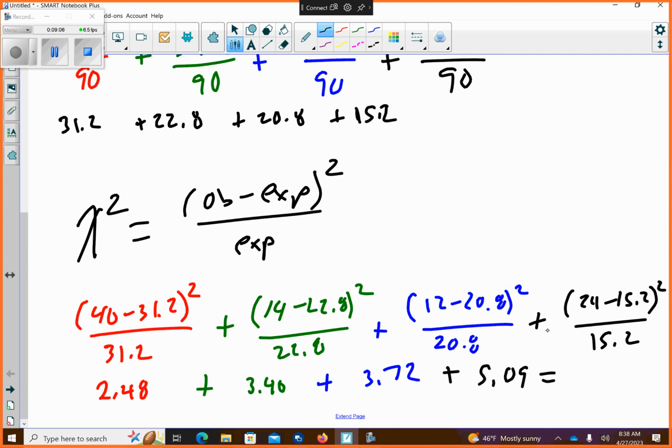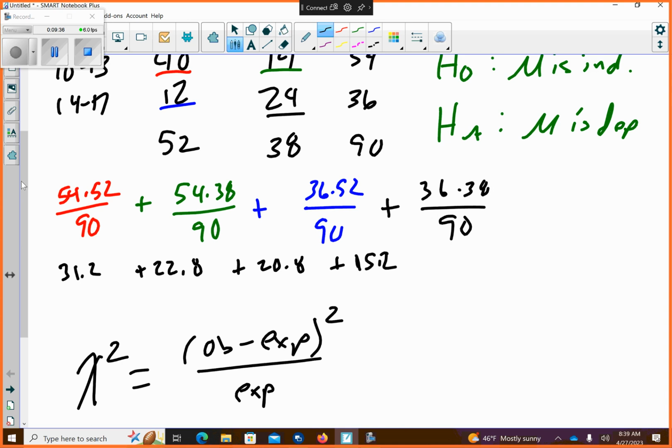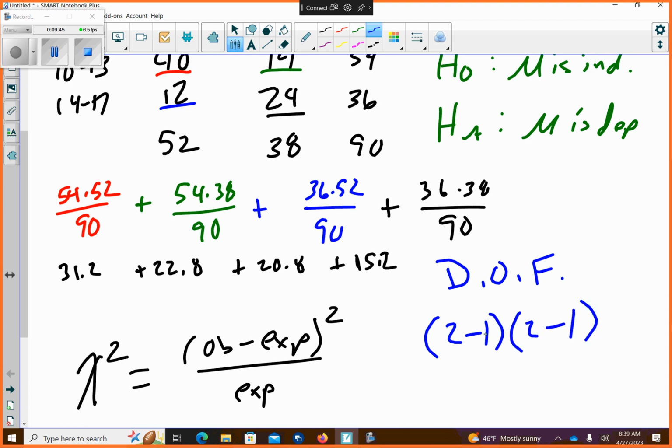And we can add those up. So 2.48 plus 3.40 plus 3.72 plus 5.09. All right, so we get 14.69. Okay, so this is my chi-squared sum. We'll probably have to round that to 14.7, but that'll be fine. Degrees of freedom. Our degrees of freedom is going to be 2 rows minus 1, 2 columns minus 1. 2 minus 1 is 1, 2 minus 1 is 1. Our degrees of freedom is 1.